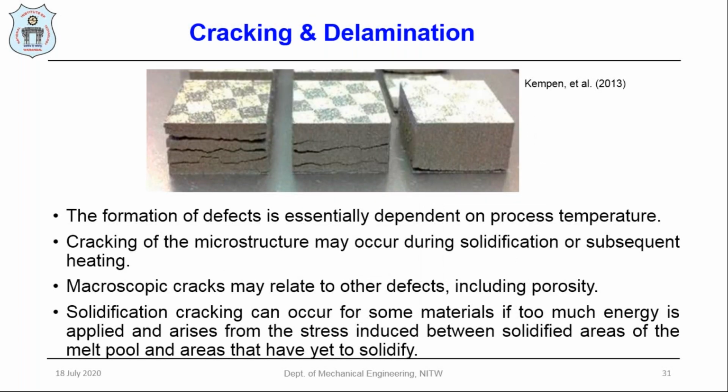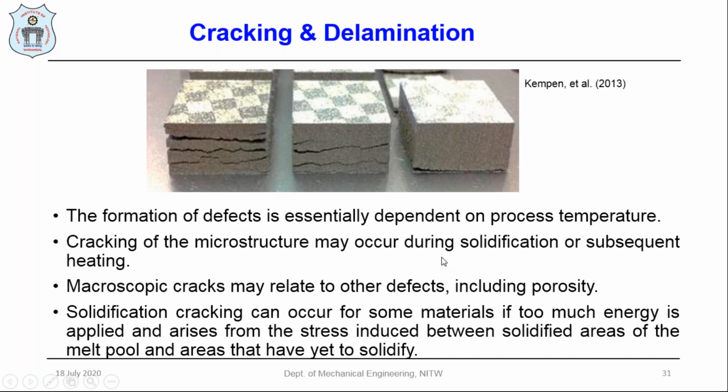And another major, challenging issue is cracking and delamination. The formation of these types of defects essentially depends on the temperature of melting and the temperature of solidification. This cracking of the microstructure may occur due to the solidification as well as the subsequent heating. The heating takes place repeatedly in this additive manufacturing process, which is going to create these cracking defects. And these macroscopic cracks may relate to other defects, including porosities.